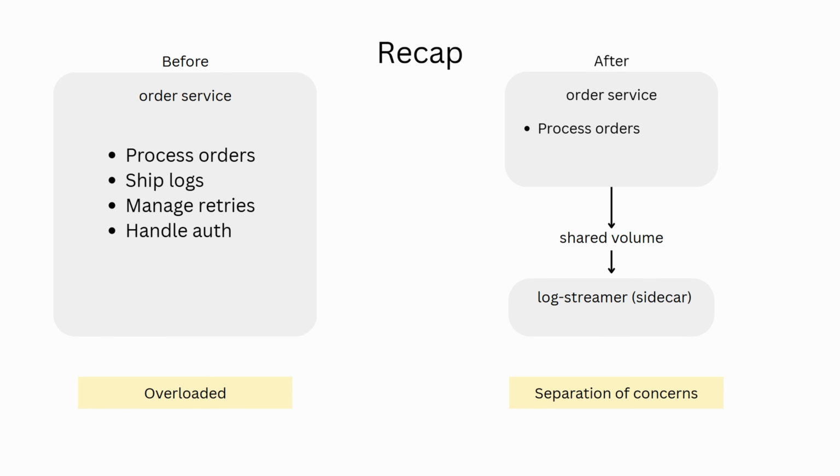Let's recap what we've just discussed. Your main application should do one thing well. Sidecars handle the extra jobs without modifying the application, and they communicate through shared volumes. So what are the benefits? The application stays focused on one particular thing: it only processes orders and does nothing else. Logging can't break the orders. If the sidecar fails, the main app keeps running. And lastly, no code changes are necessary. You added observability without touching the application code.